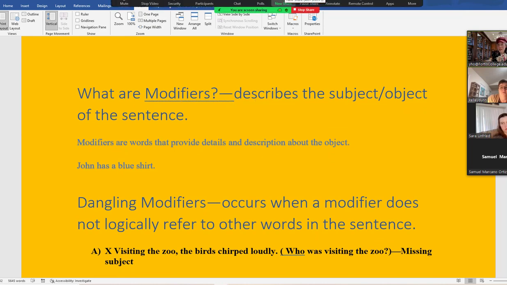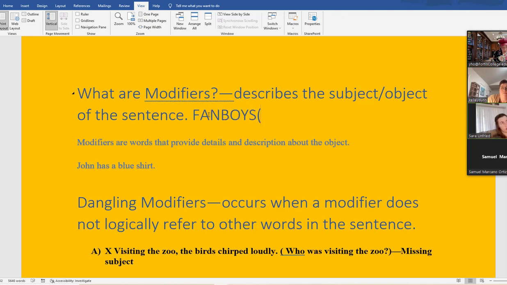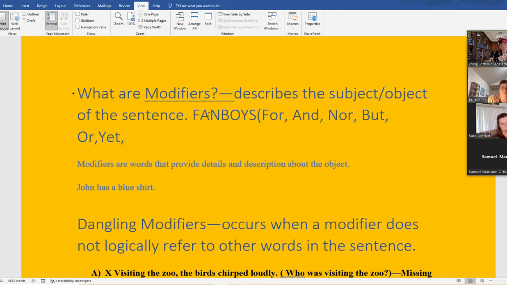So yes. What is fanboys? Why do you keep having that on there? Oh, fanboys. Sarah, or Sam, either one, what is fanboys? It's when you put for and nor. Yeah. F stands for for, A stands for and, N stands for nor, B stands for but, O stands for or, and what does Y stand for? Yet. And what does S stand for? So. Excellent. And these are all used with what kind of sentence? Compound sentences, yes.